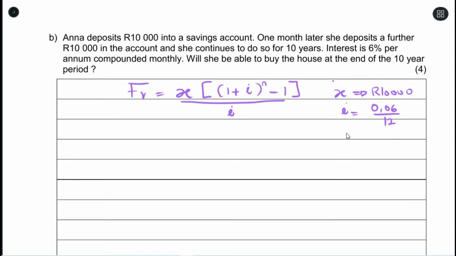And we also have our n. Now, n is the number of payments that are going to be made over these 10 years. Since it's 10 years, we understand it to be 10 times 12. However, because it also tells us that Anna deposits into this savings account immediately, right? Not 1 month later. We need to add that extra deposit. That's why we're adding plus one. So our n is actually going to be 121 instead of 120. Now, all we need to do is substitute each and every one of these values, and you're going to get.